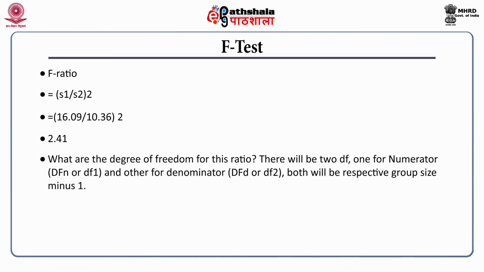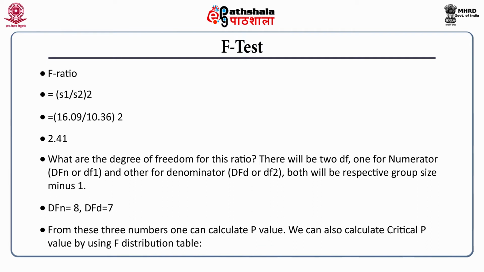Now we have to decide the degrees of freedom for this ratio. There will be two degrees of freedom, one for the numerator and the other for the denominator. So dfn and dfd will each be the respective group size minus 1. The degree of freedom for the numerator is 8, because the group size is 9, minus 1 is 8. The degree of freedom for the denominator is 7, because the size is 8, minus 1 is 7.